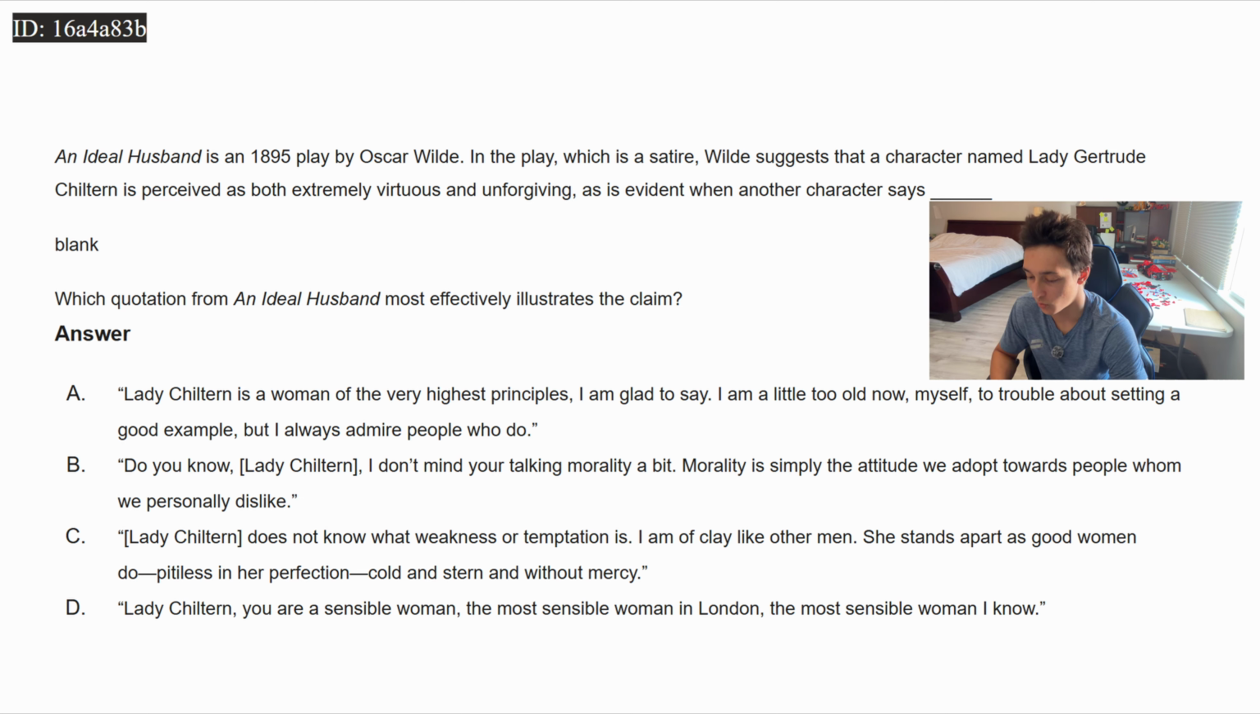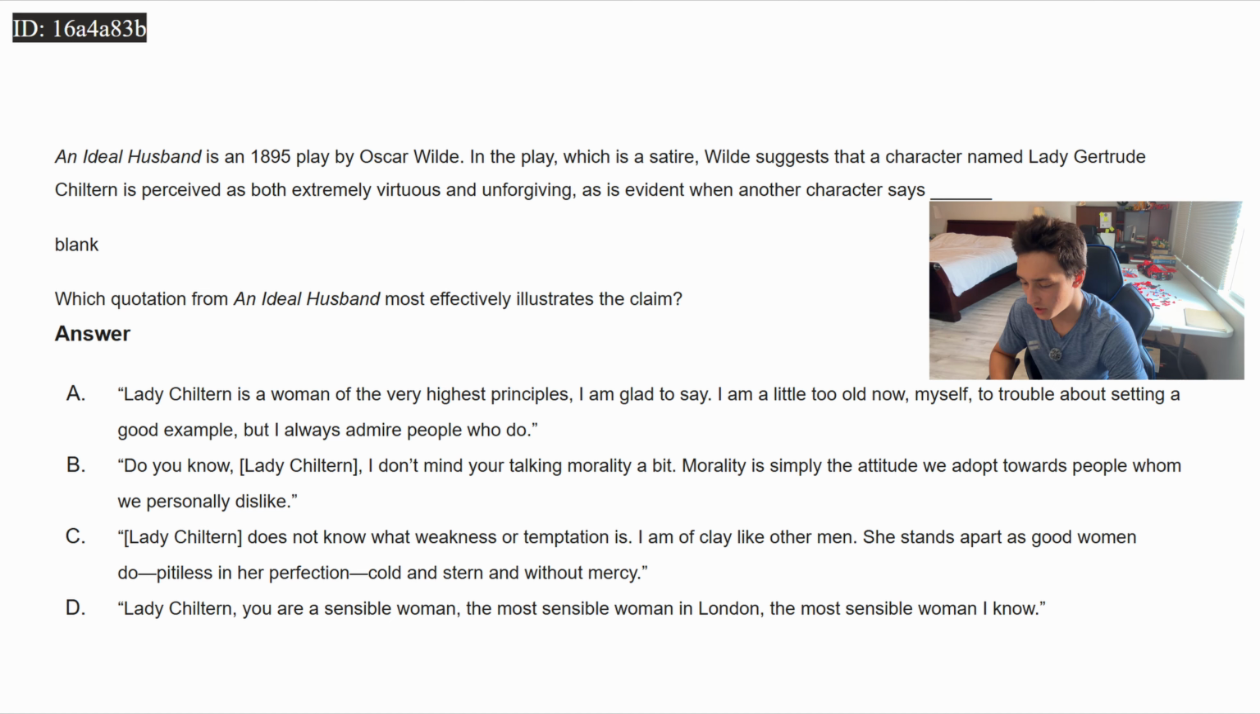Lady Chiltern is a woman of the very highest principles, I am glad to say. I'm a little too old now myself to trouble about setting a good example, but I always admire people who do. So unforgiving would be like, she doesn't forgive people. So that doesn't really align.